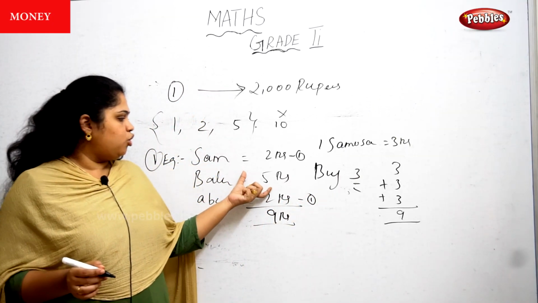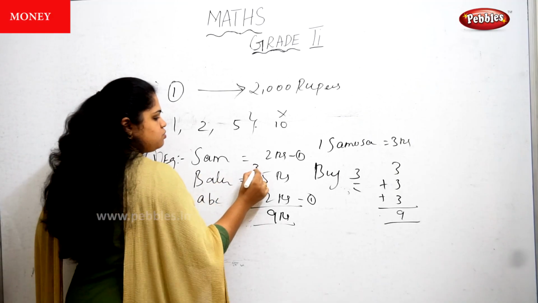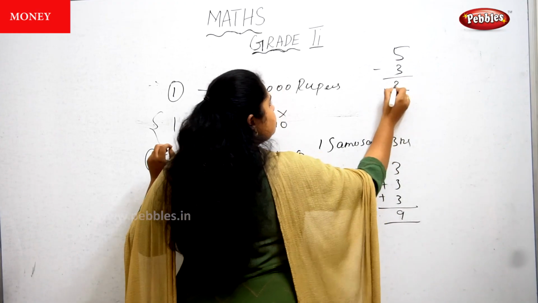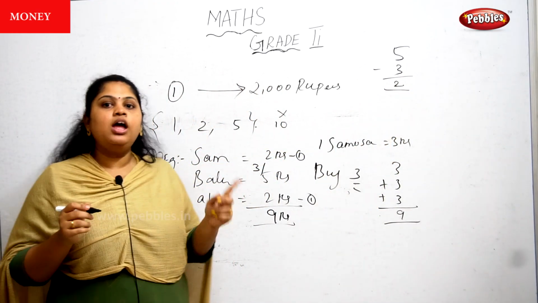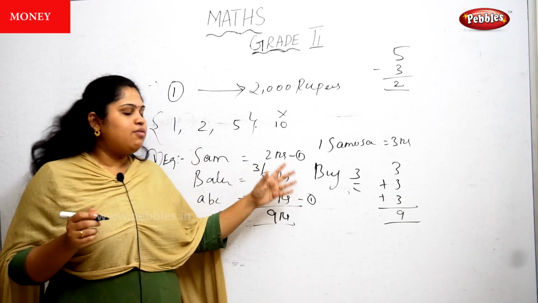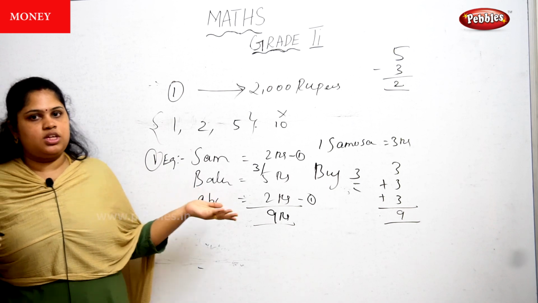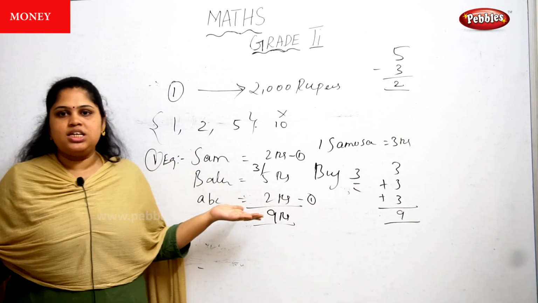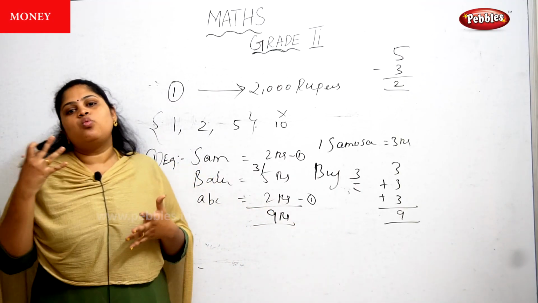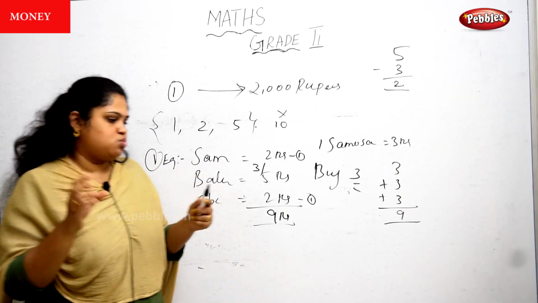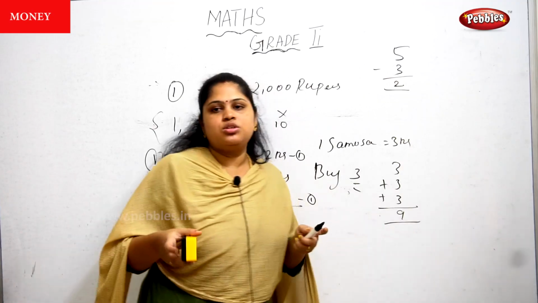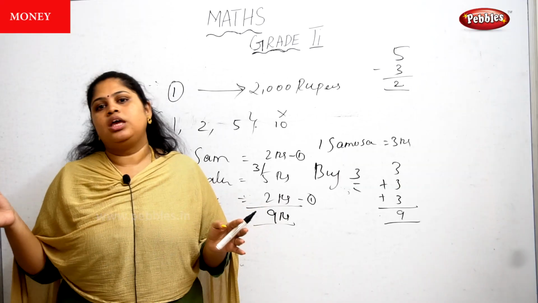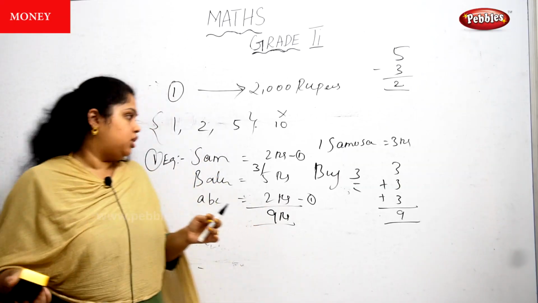So if from 5 rupees Balu takes 3 rupees, how much will be the balance? 5 minus 3. How much will be the balance? Balu will have 2 rupees as the balance. If he shared it with Sam and ABC, with his 2 rupees, then the 3 friends will enjoy the samosa, isn't it? Okay. So this is the basic money calculation. The money calculation involves only arithmetic calculations: addition, subtraction and multiplication, isn't it?